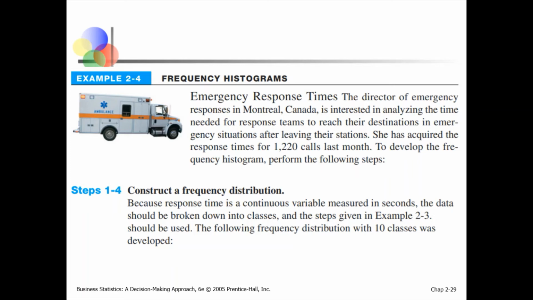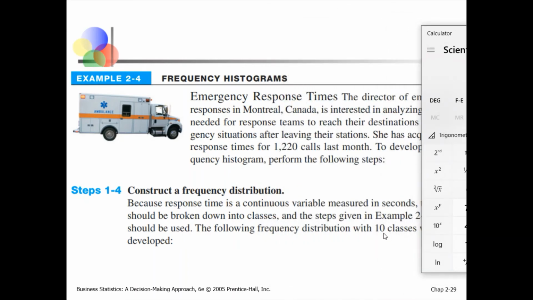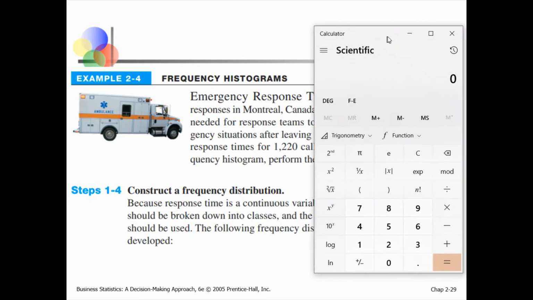So, we have 1,222 calls. So, that is our number of data. Then, we look for the k. And we have now the 10. So, is 2 to the 10 greater than or equal to 1,222? Okay, let's use the calculator. I chose 10 because it says 10 here. So, let's check whether the solution is really correct.